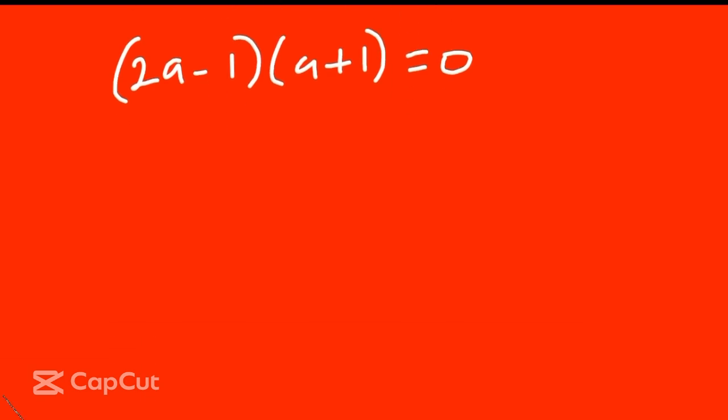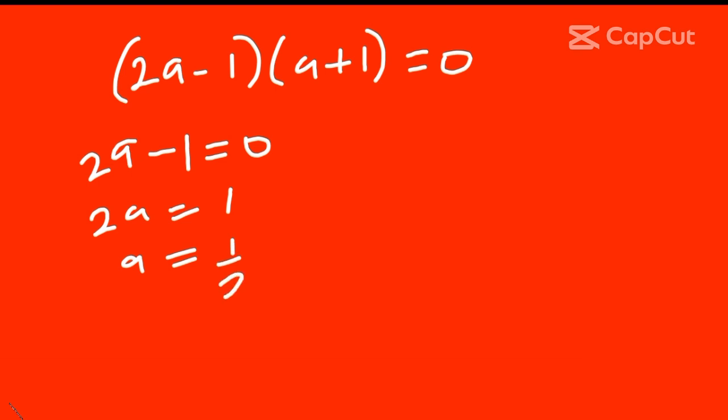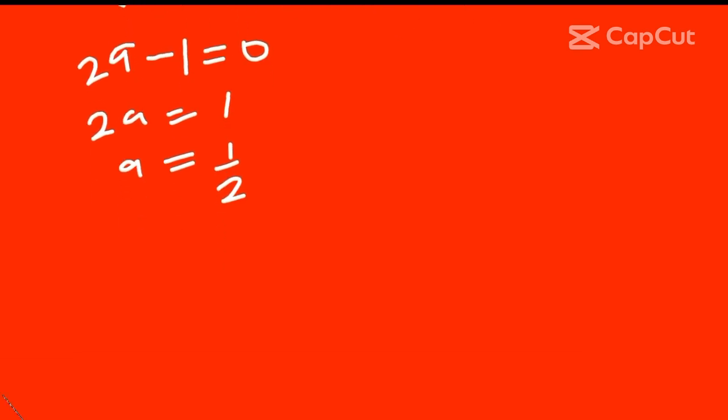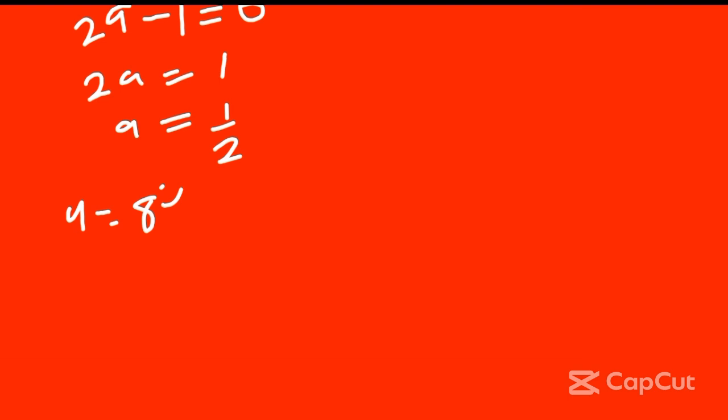Now, obviously, we're going to have two answers for a. For the first part, we have 2a minus 1 is equal to 0. We have that 2a is equal to 1 and a is equal to 1 over 2. We say that a is equal to 8 raised to the power of x. That is where we substituted. So with this we have that 8 raised to the power of x is equal to 1 over 2.